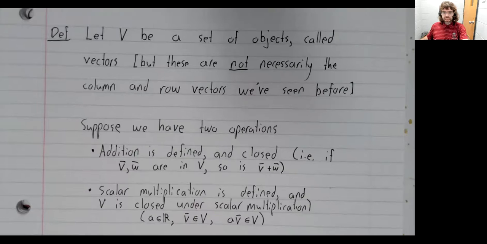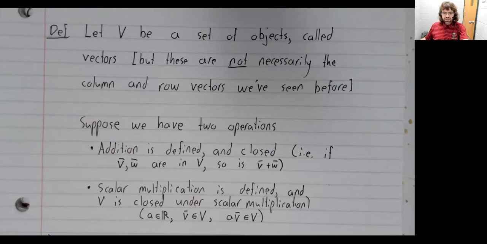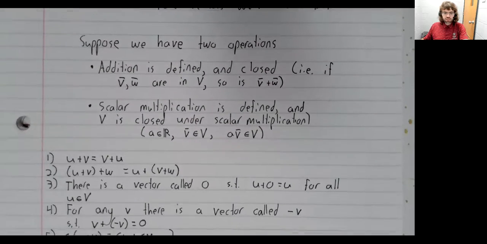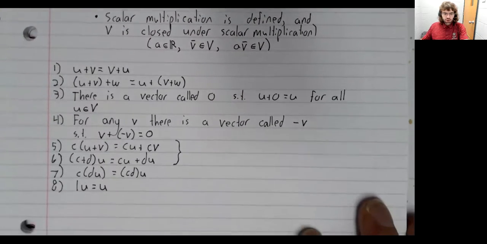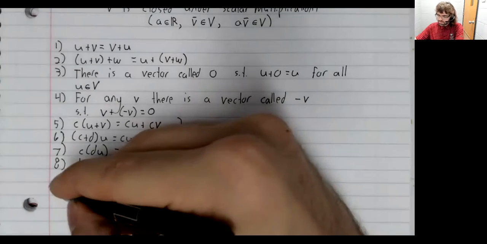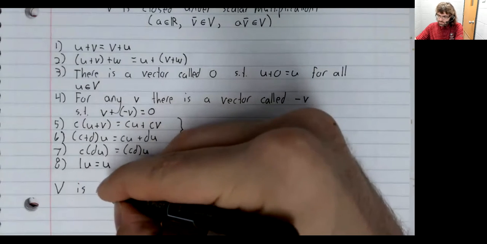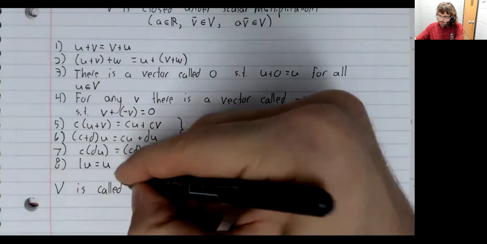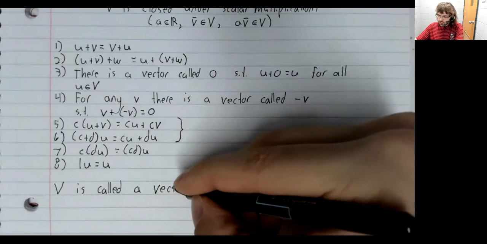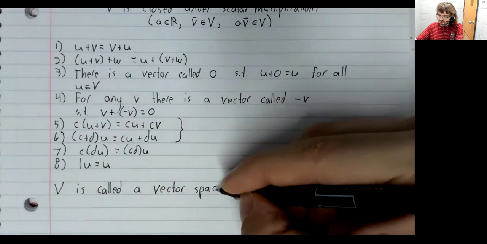If we have all of this, this set, this addition, this scalar multiplication, and all of these properties, the set is called a vector space.